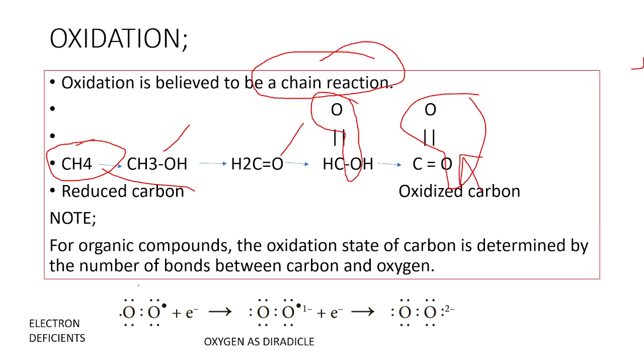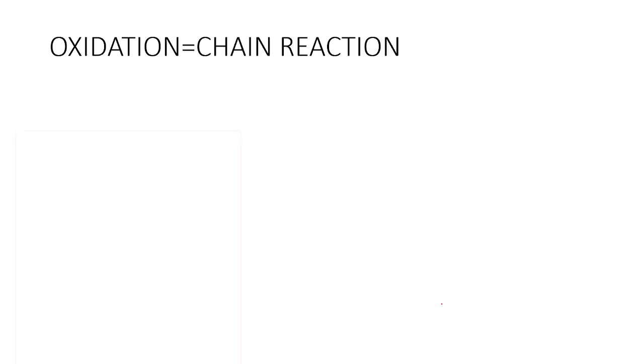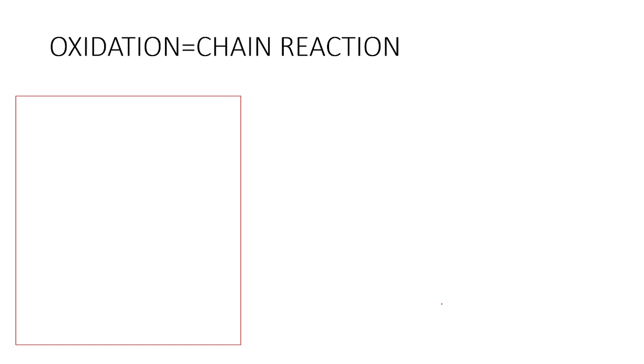The oxygen molecule, O2, is electron deficient. This oxygen molecule will take one electron and become O2 -1. This is the first electron taken. Next, the oxygen molecule will take another electron. This is the second electron, giving O2 -2. So oxygen is electron deficient in nature. Oxidation is a chain reaction.